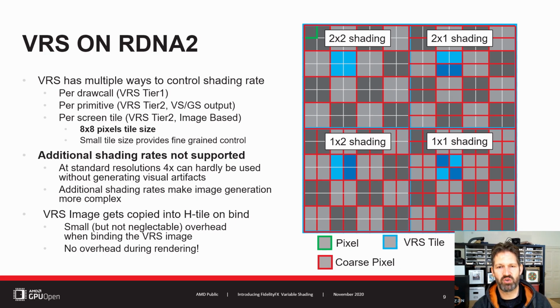However, this means you should try to reduce the number of times a VRS image gets bound per frame. When you want to disable the usage of VRS for a couple of draw calls, for example when rendering alpha testing, you should avoid unbinding the VRS image and rebinding it later in the frame, but instead use the combiner tree to ignore the VRS image.